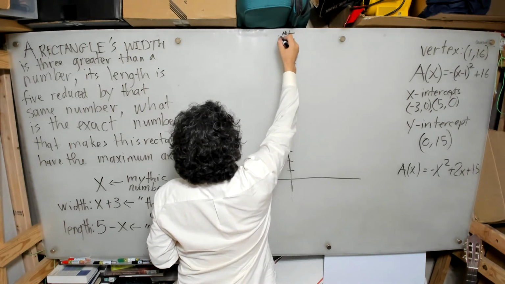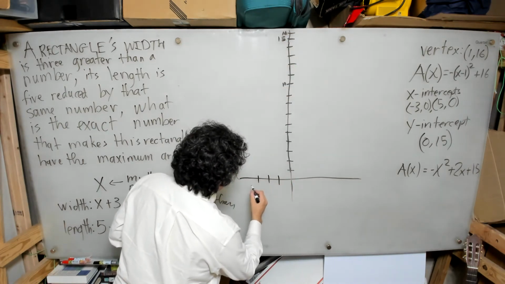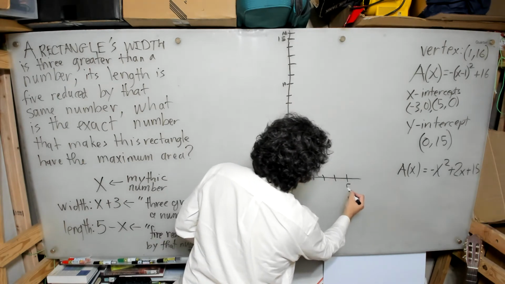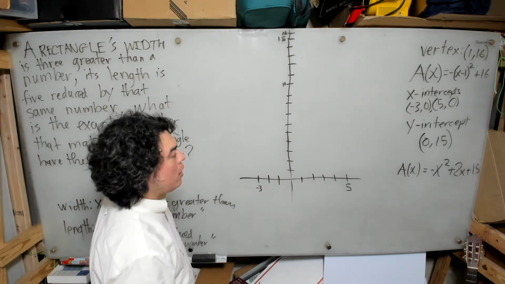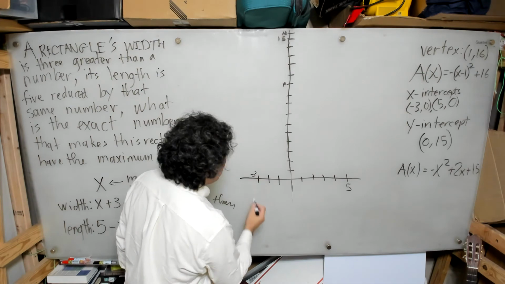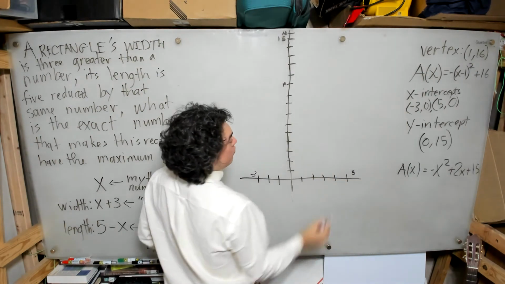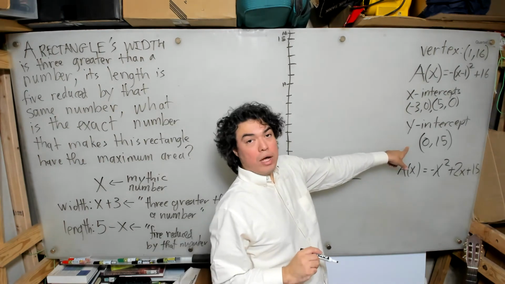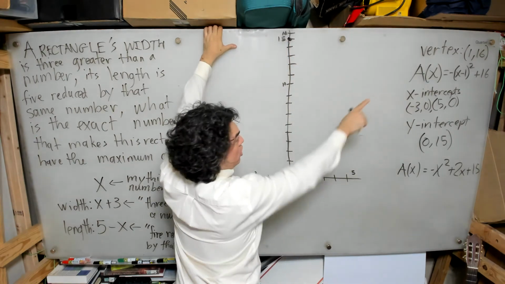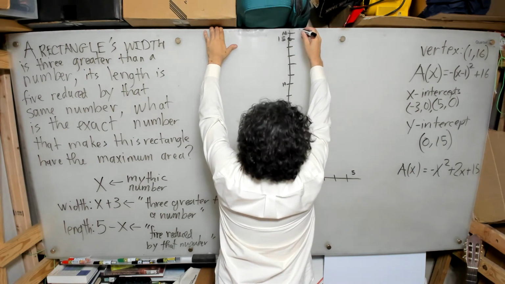That's 16. That's 15. 1, 2, 3. So that's negative 3 right there. 1, 2, 3, 4, 5. So that's positive 5 here. Let's put that negative 3 notation here, and this 5 over here. We know that it'll touch the y-axis at 15, so I'm going to put my point there. From the vertex, we know that it goes at (1, 16), so the vertex is going to be right here.